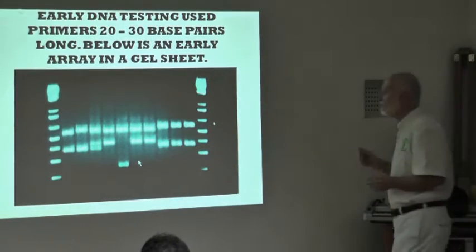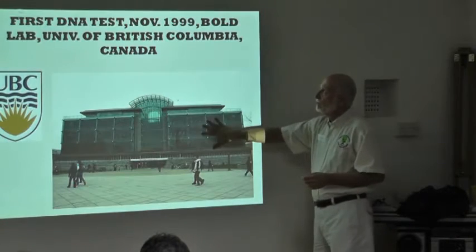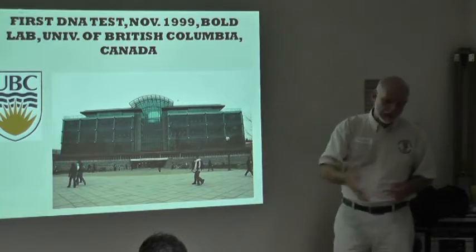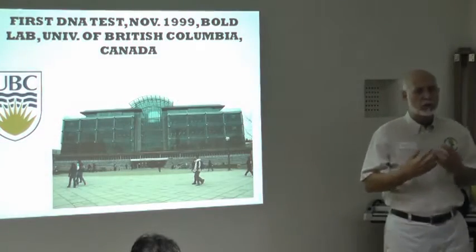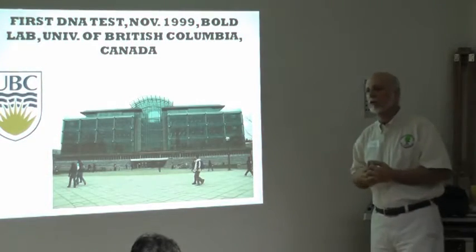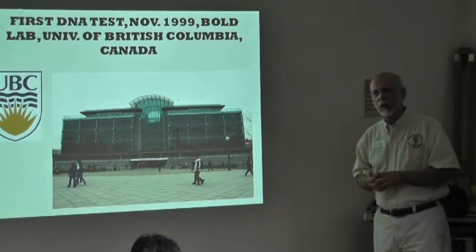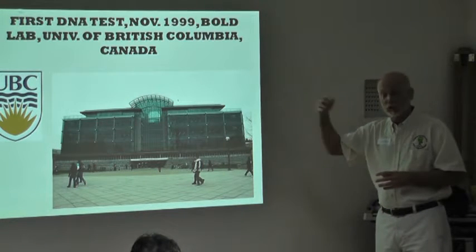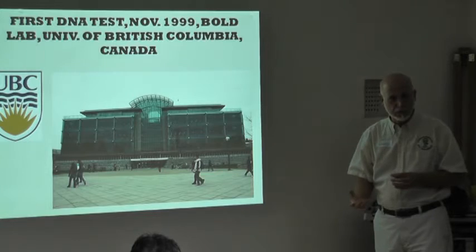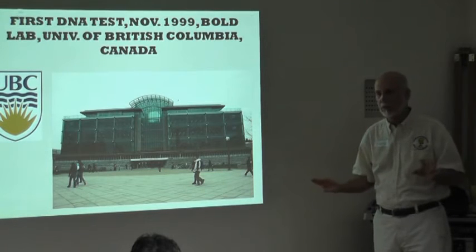Next slide. The first testing was done at the University of British Columbia. I made a mistake. There were only 6 labs in the world that could do nuclear DNA at that time. None of them would touch the Starchild. And so there was this lab here. It was a new lab, a dental forensic lab, totally incapable of dealing with ancient DNA.